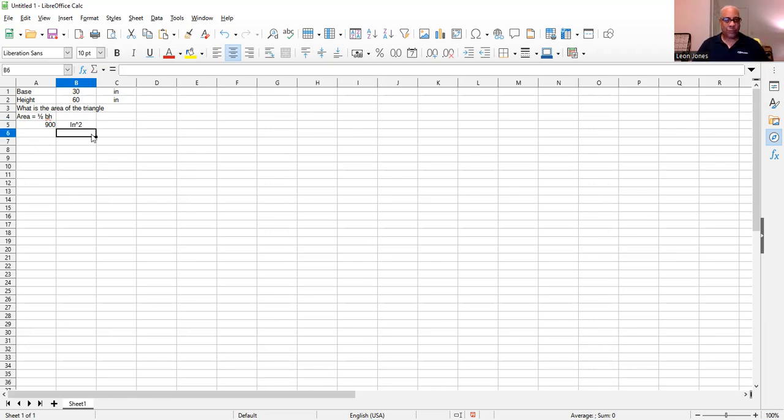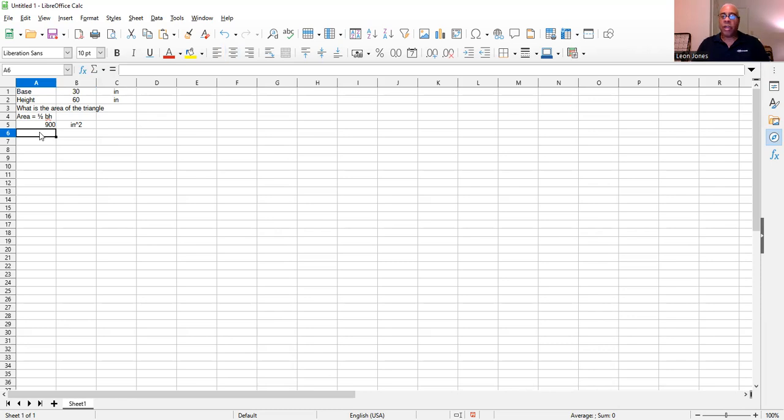Now, we got 900 square inches. Let's put that in lowercase letters there. The 900 square inches. Now, getting 900 square inches, I want to convert that to square yards. But I have square inches. I said, what's the area of a triangle?